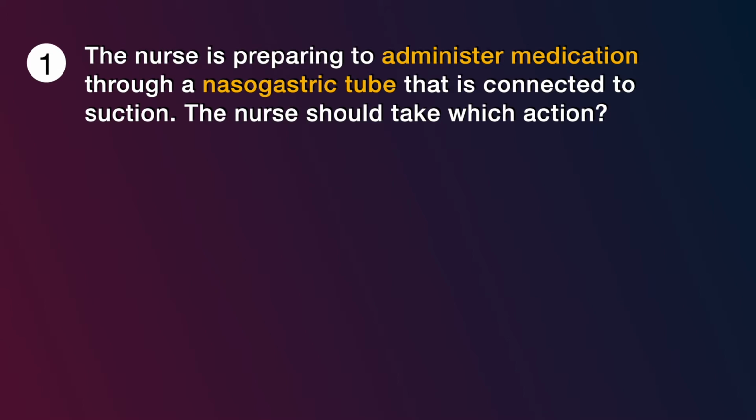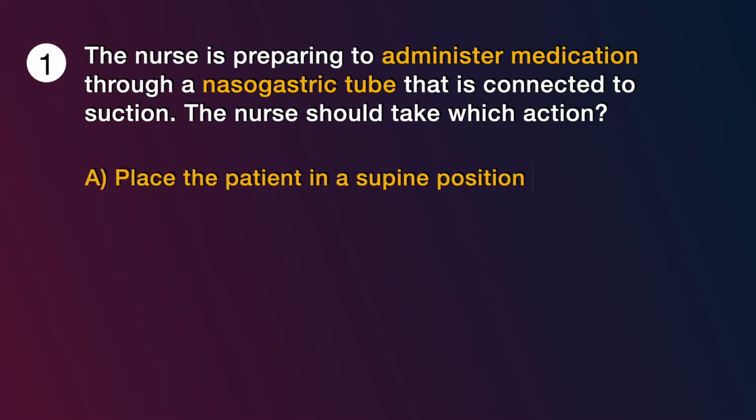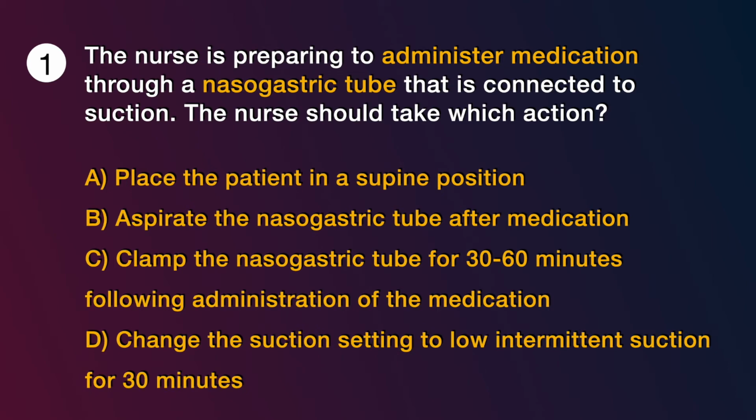The first question is, the nurse is preparing to administer medication through a nasogastric tube that is connected to suction. The nurse should take which action? Options are: place the patient in a supine position, aspirate the nasogastric tube after medication, clamp the nasogastric tube for 30 to 60 minutes following administration of the medication, change the suction setting to low intermittent suction for 30 minutes. The correct answer is C. Clamp the nasogastric tube for 30 to 60 minutes following administration of the medication.